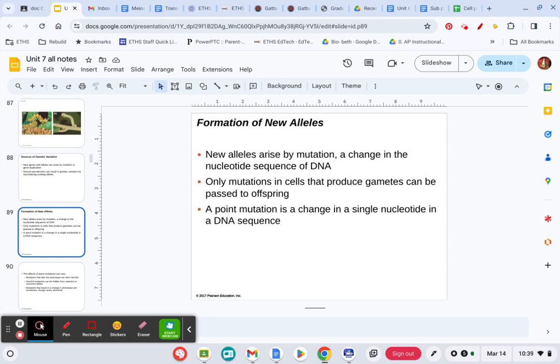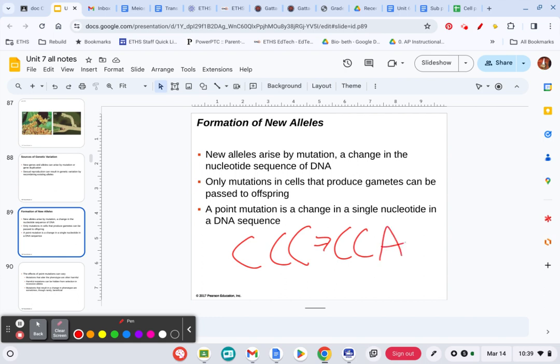So again, if you have a point mutation and I go from CCA or CCC to CCA, I'm still going to get the same amino acid. Okay, so a lot of point mutations don't do anything, or it's in an intron region that doesn't even get used.